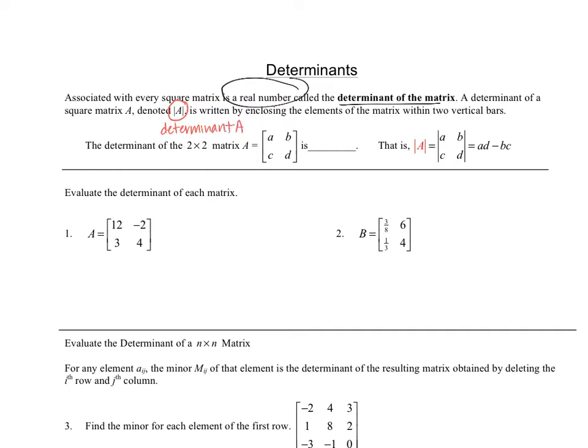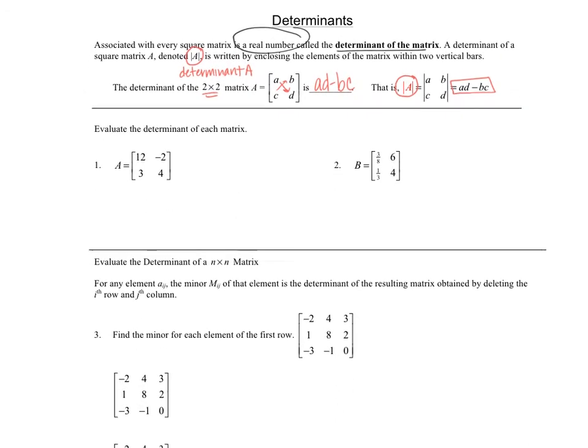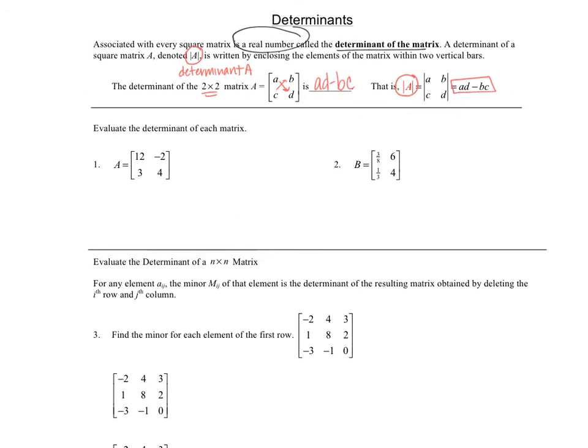Now, the determinant of any 2 by 2 matrix is found by just multiplying the diagonals and then subtracting. So it's going to be AD minus BC. We would write it with those vertical bars and say that it's whatever that number AD minus BC is. So I'll give you a minute. You should pause. Try number 1 and 2 to find that determinant.